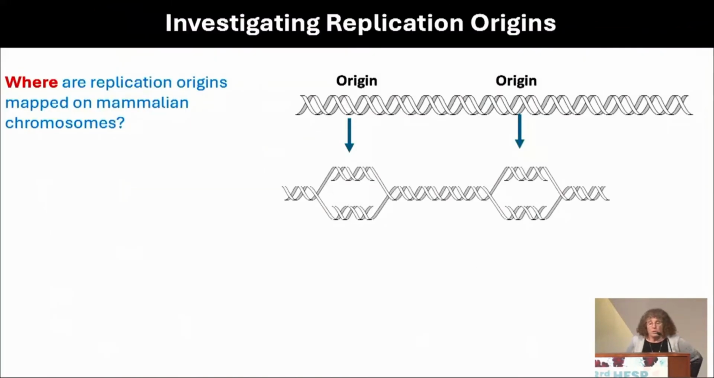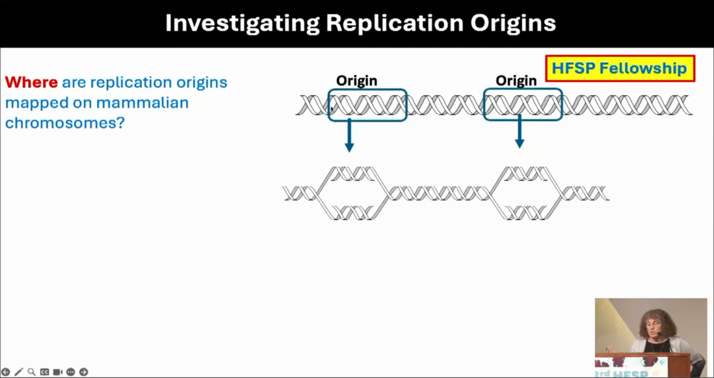So what are we doing to try to understand how cells regulate the replication origins? The first thing we must know if we would like to understand replication origins is where they are mapped on mammalian chromosomes. That was the subject of my Human Frontiers Fellowship when I first started. We designed a method to map replication origins, and then performed some analyses at a single gene level to map and understand the structure of those interesting genomic sites.